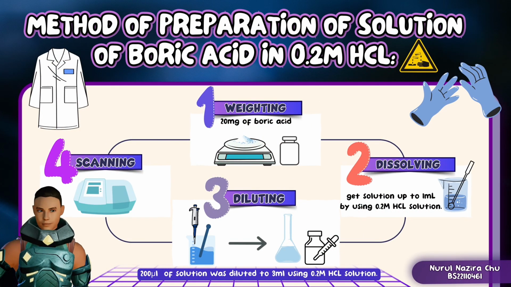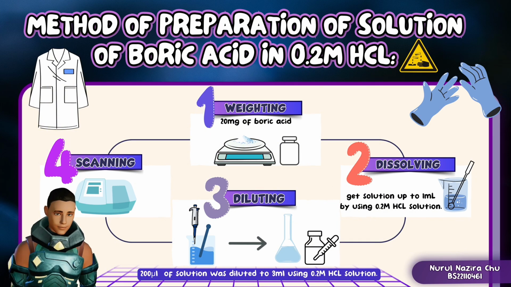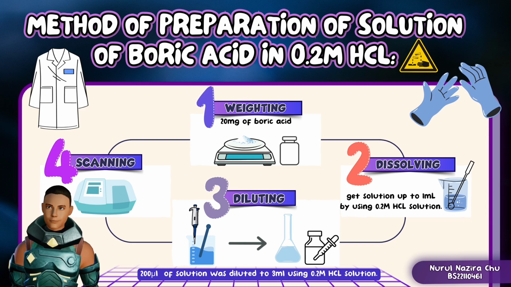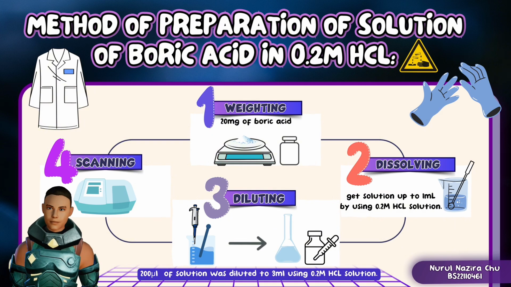20 mg of boric acid powder was measured, and then it was dissolved in hexane to make a 1 ml solution. The solution was mixed by shaking it vigorously for 5 minutes to maximize solubility and was left undisturbed for 30 minutes to allow sedimentation to happen.